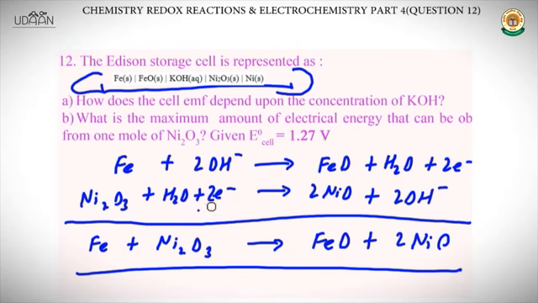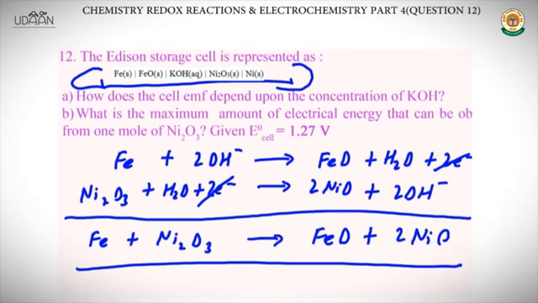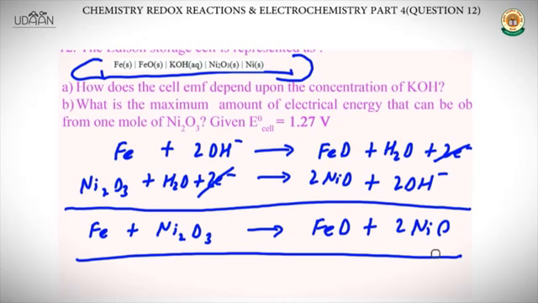Now, in the reaction we see that 2 electrons are cancelled here. So we get this reaction here. Now H2O is also being cancelled, hence it's not in the final reaction.